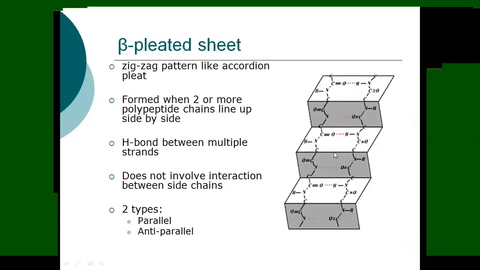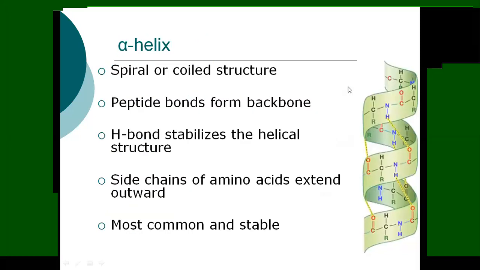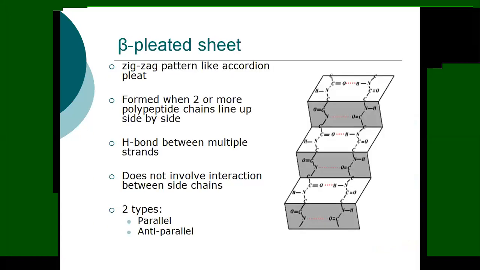So now it is beta pleated sheet. The previous one was alpha helix. In the previous case, how many polypeptides were there? Only one polypeptide. But in beta pleated sheet, there is more than one polypeptide. And here the hydrogen bond is interchain. What is the difference between intra and inter?